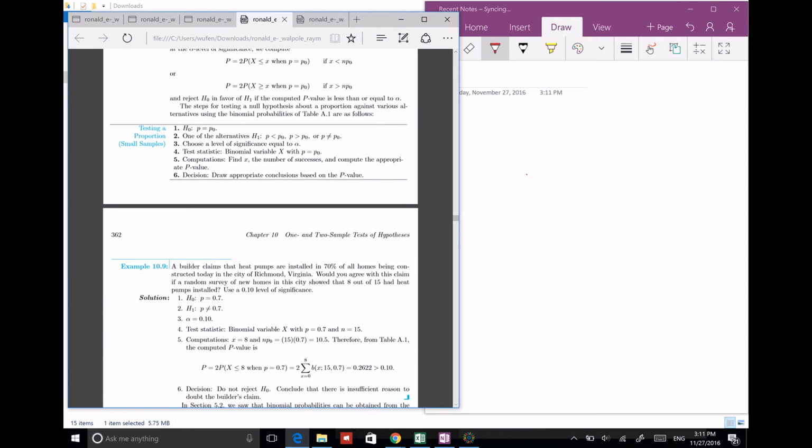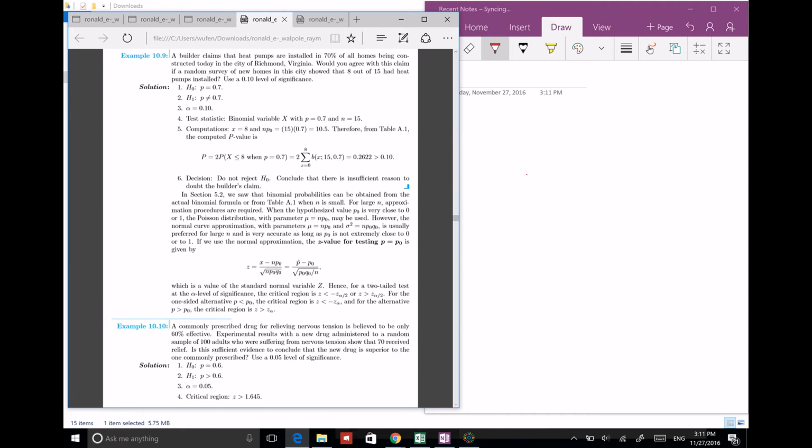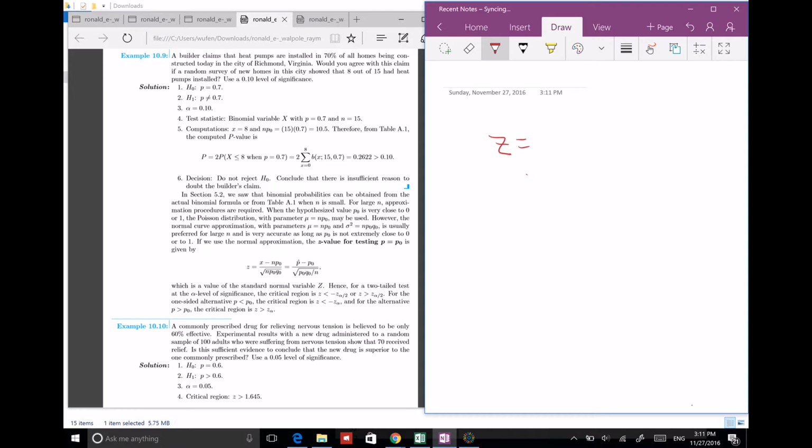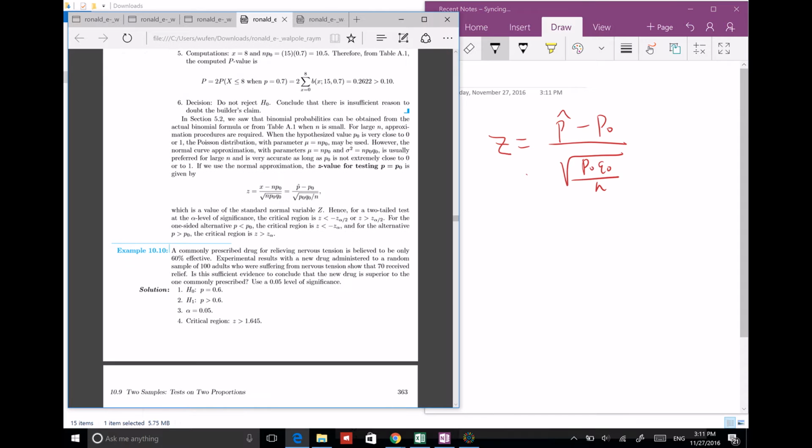If it's a large sample, we use the z-score, we'll use the proportion test, z equals p minus p0 over the square root of p0 q0 over n. This is the normal distribution if n is big. If n is small, we have to use the binomial distribution.